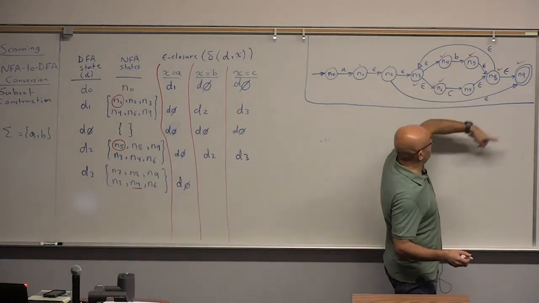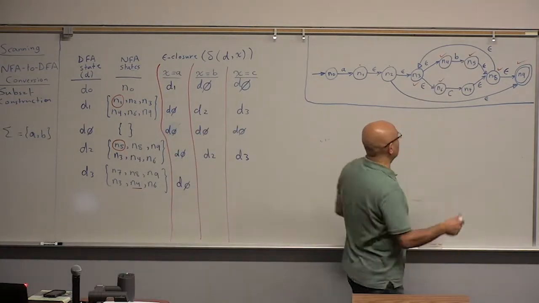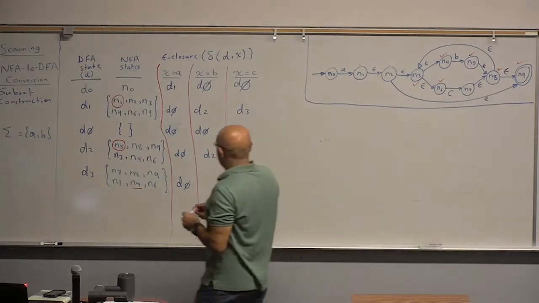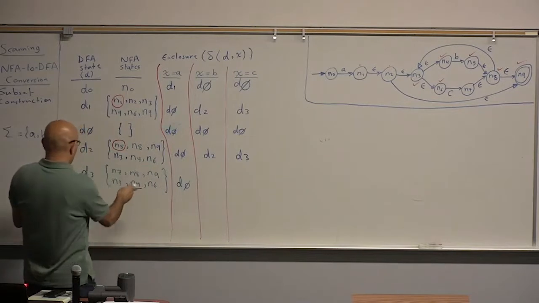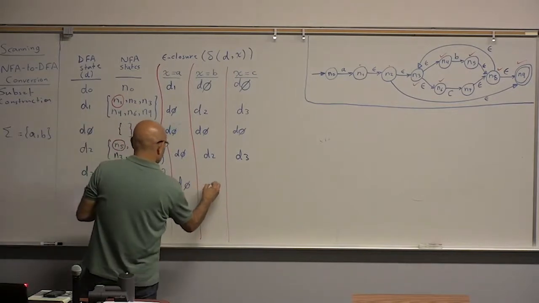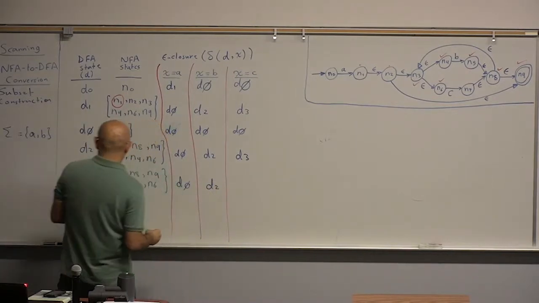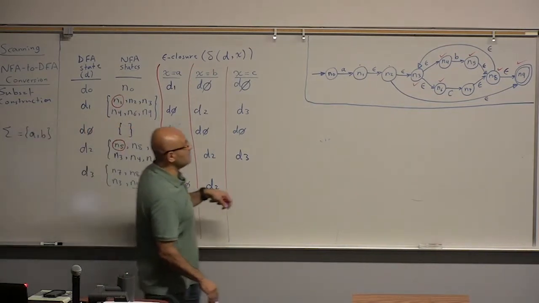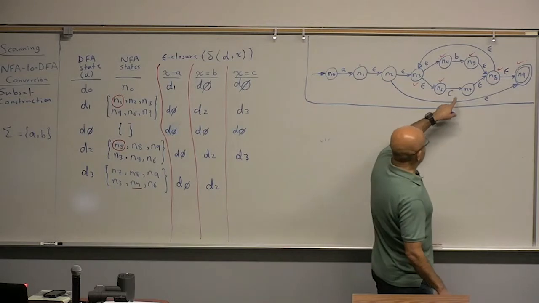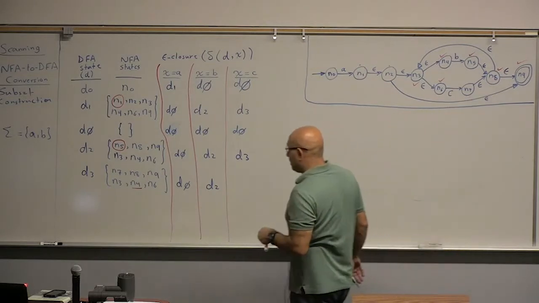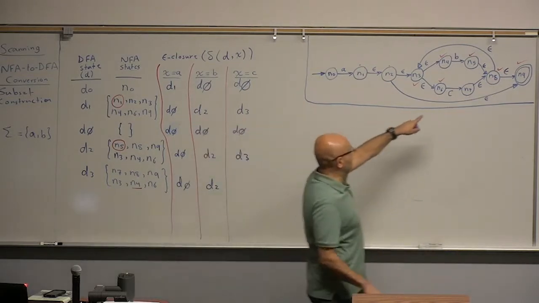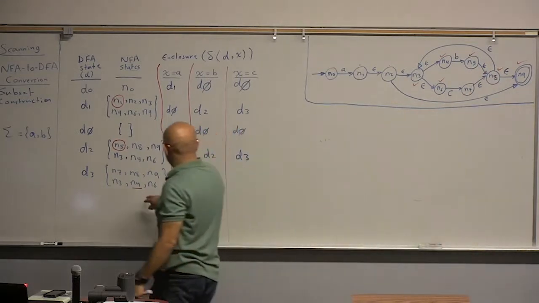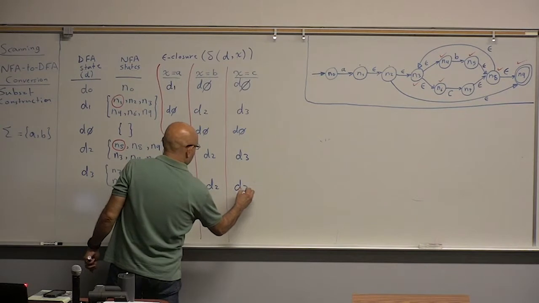Then from N5 you get that epsilon closure that includes N8, N9, N3, N4, and N6. So on a B, that's going to take you to D2. And on a C, the N6 will take you to N7. Then the epsilon closure will take you to the rest of the states in D3. So you will get D3.